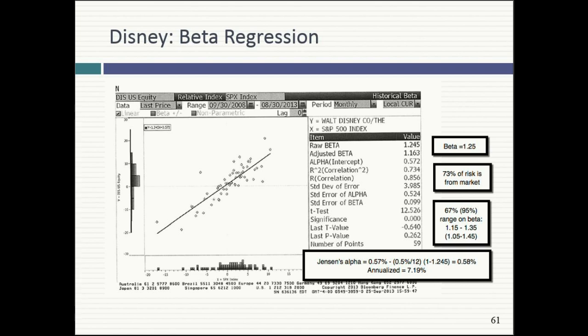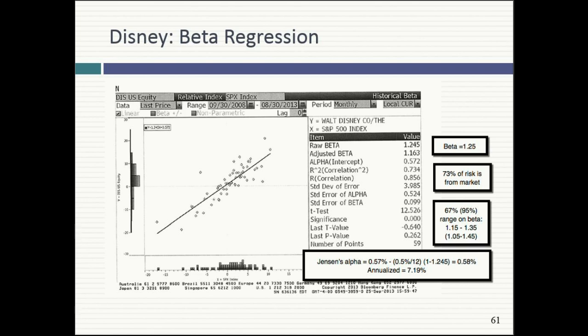So here's what we learned. Disney is a risky stock. It's 1.25 times more risky than the typical stock. It did well between 2008 and 2013. Please don't do anything stupid with the Jensen's alpha. You know where I'm going, right? Just because a stock has done well in the last 5 years, this is not a recommendation for you to go buy Disney. It's more a sense of you wish you'd bought Disney, but it's too late now. Right?